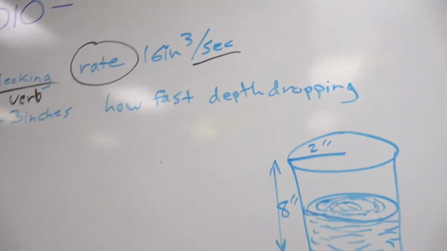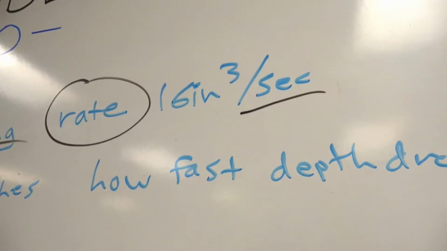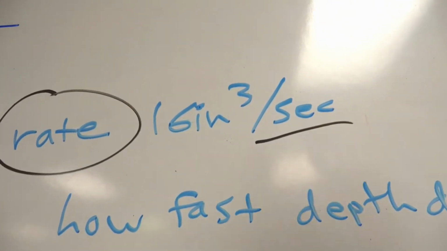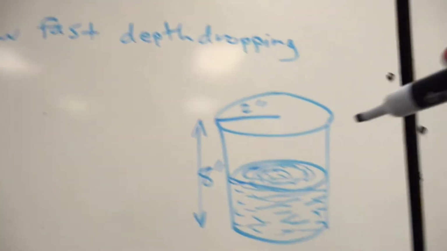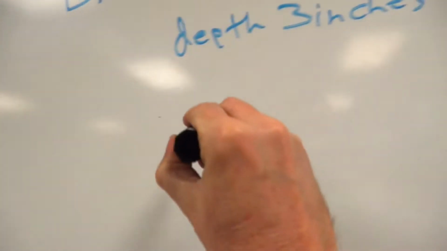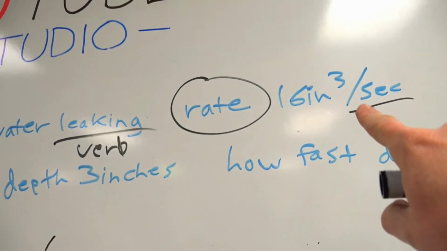It's 16 cubic inches per second, all right? Cubic inches. Volume, three-dimensional, right? So that's how fast the volume of the water is changing. So let's make a little note to ourselves. V prime is 16, but wait a minute.